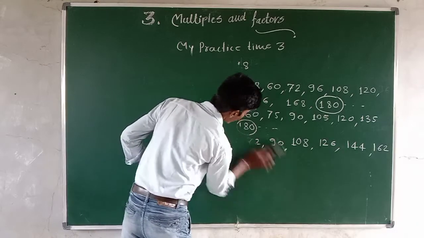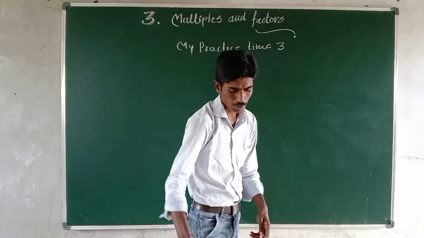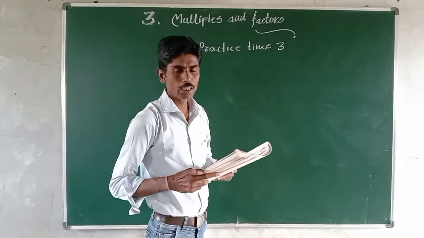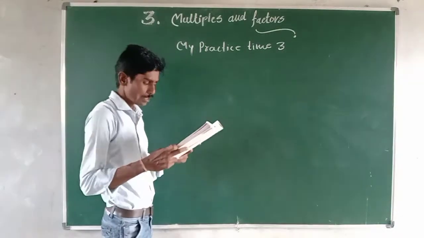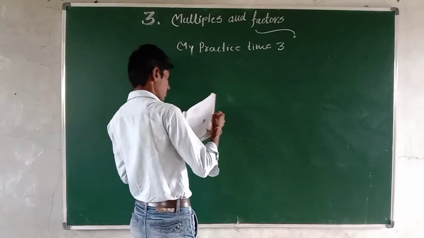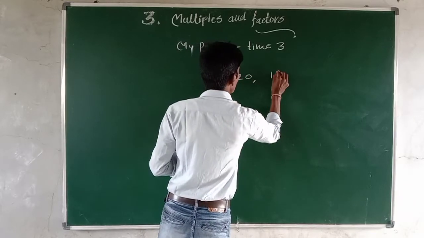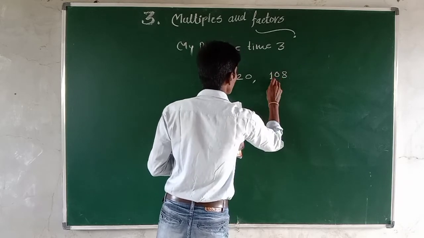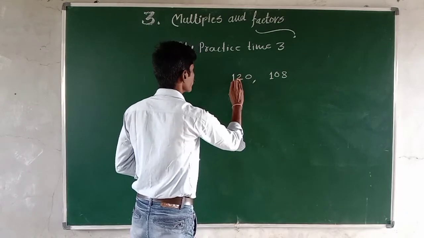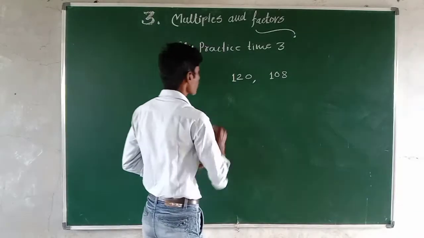Now we will solve the second question: find the LCM of the following using the division method. In the last video we saw how to find the LCM by the division method. So we will take an example of 120 and 108, and we have to find the LCM of these two numbers with the help of the division method.